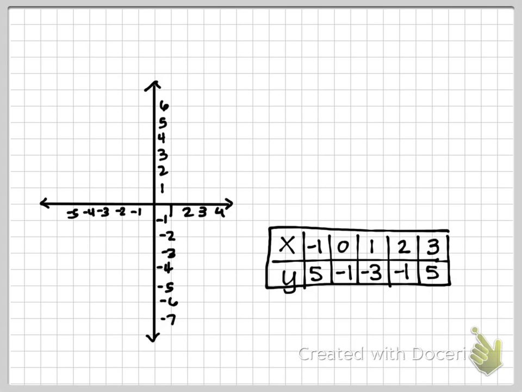So we are going to place our first point. Each one of these represents an ordered pair. So I'm going to go to -1 on the x and up 5. So I place my first point. Then 0, -1, so I stay on the origin and I go down 1. Then 1, -3. It's my vertex. Then 2, -1. And 3, 5. And now I'm just going to draw my line through. And there is my parabola.